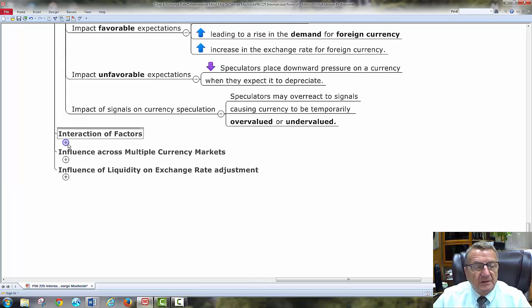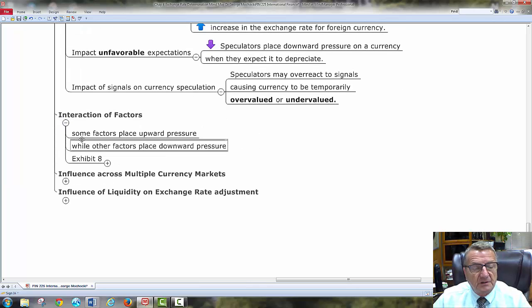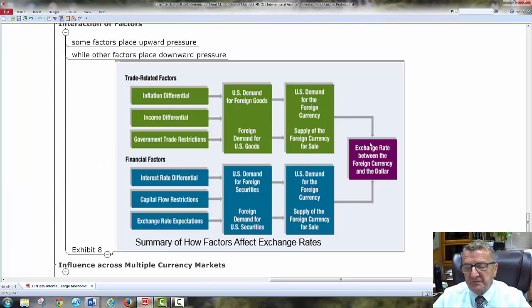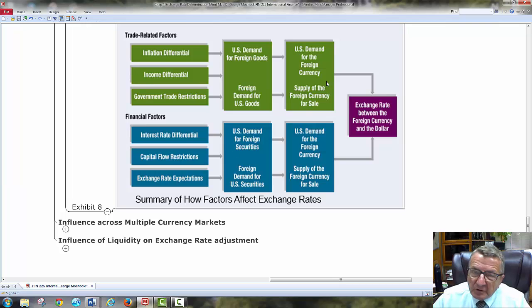Okay? Now, interaction of factors. Some factors place an upward pressure, while other factors place a downward pressure. Exhibit A shows the different factors. We're talking about a summary of how factors work. Trade-related factors: inflation, income. Financial factors: interest rate differential, capital flows, exchange rate expectations. Okay, exchange rate between foreign countries. Just look at it visually.